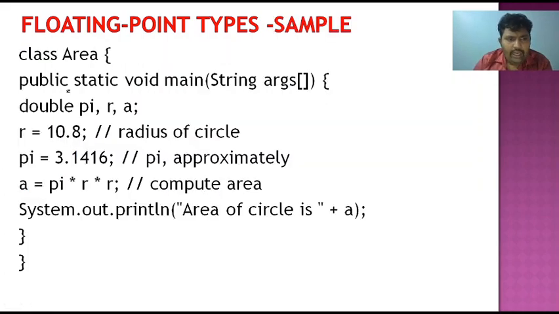Here I am doing a simple program. I assign R equal to 10.8 and PI equal to 3.1416. Now I simply calculate the area as pi into R. Like this, whenever you are dealing with fraction values, we need to use double or floating point values. Now I have assigned the area of the circle. Let's try to execute this particular program, then you can understand.